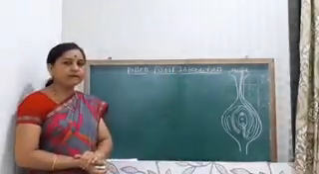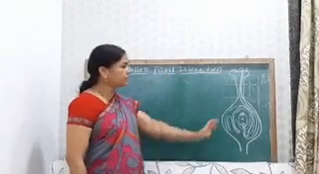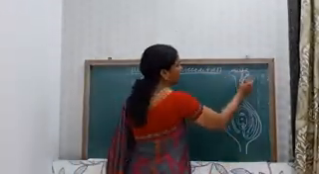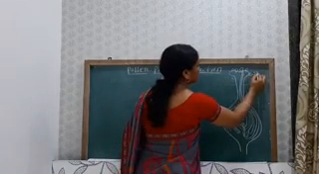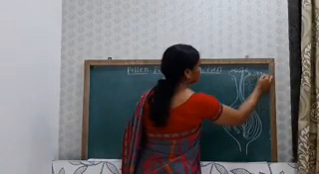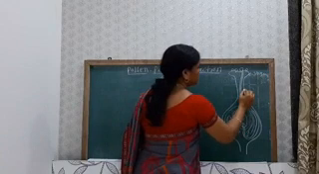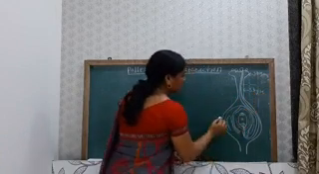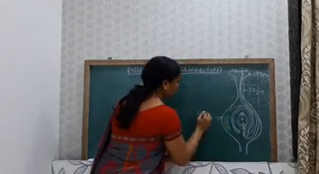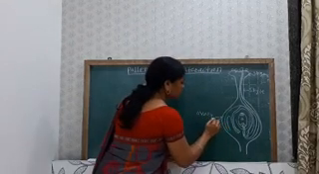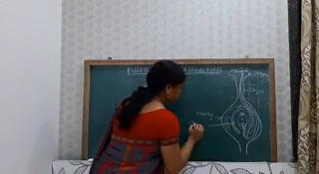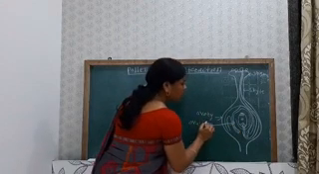So what is meant by pistil? This structure is the pistil. Here there is the stigma, then the style, then the ovary, and inside it is the ovule. We have seen about the anatropous ovule.